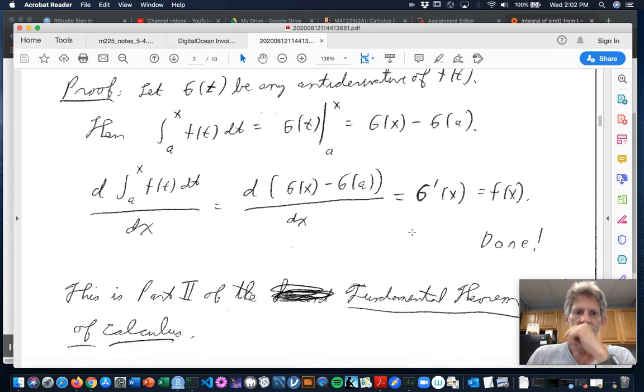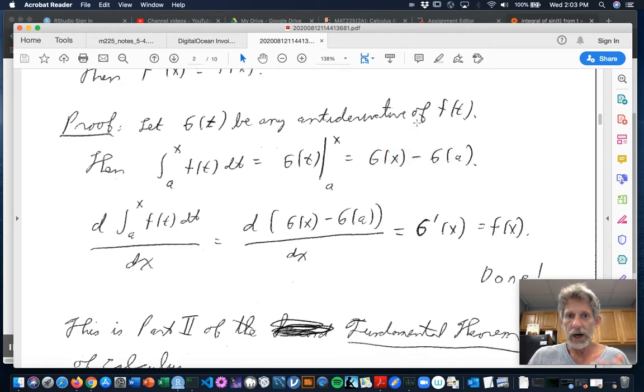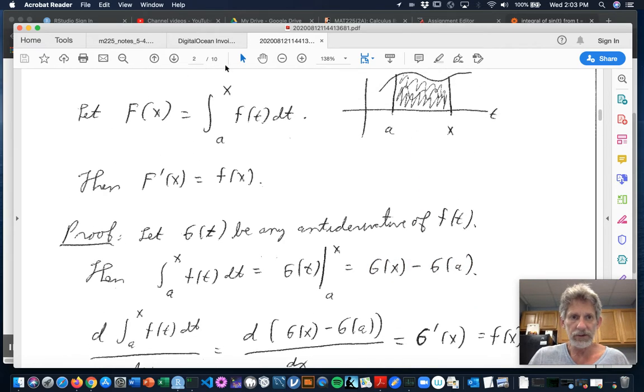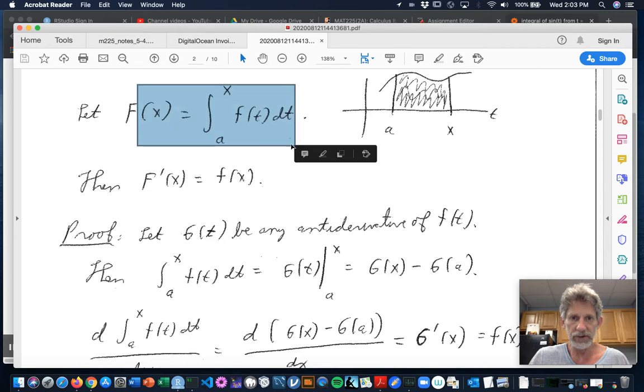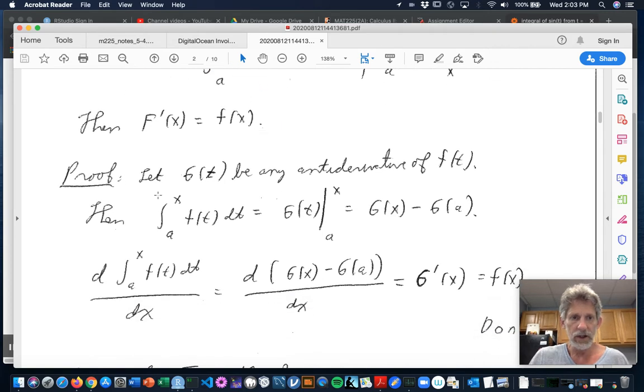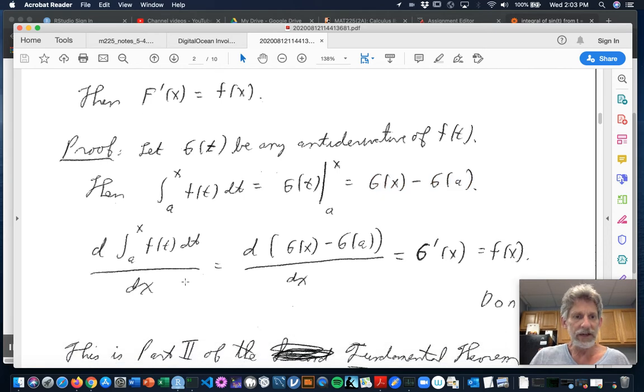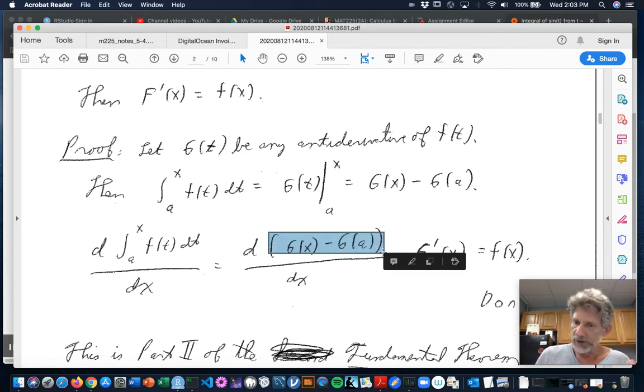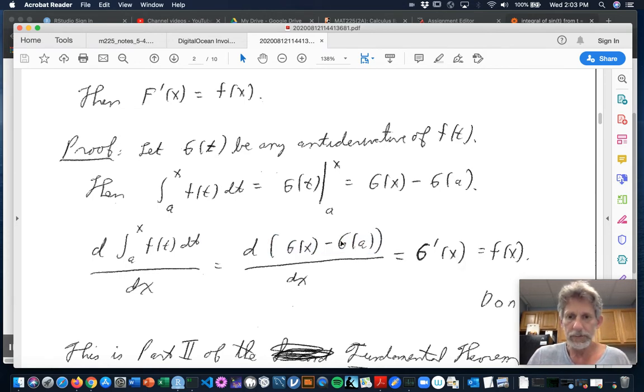Now, since we got a nice formula for our capital F of x, that integral, we can take the derivative of capital F. We just say, what's the derivative of capital G of x minus capital G of a?